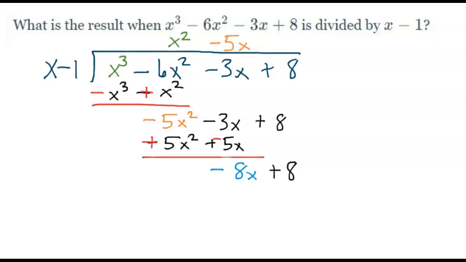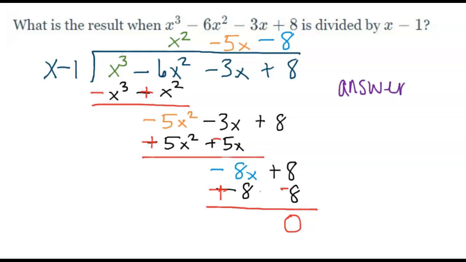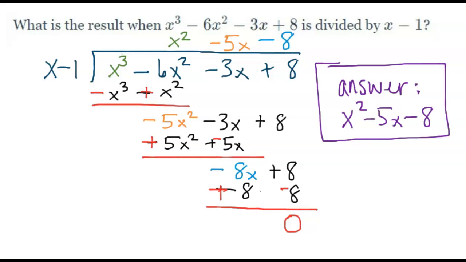And then again, that's the term we focus on with the first term x. So negative 8x divided by x is negative 8. And go ahead and then multiply that through. And notice here, when we subtract, we will get a remainder of 0. So the answer, when we go ahead and divide by x minus 1, is going to be x squared minus 5x minus 8. And again, notice there's no remainder here, so it's just this quadratic.